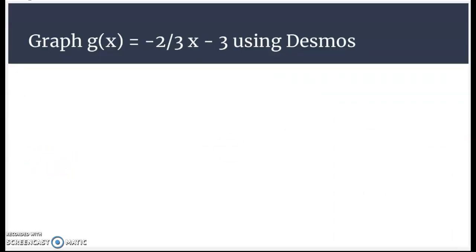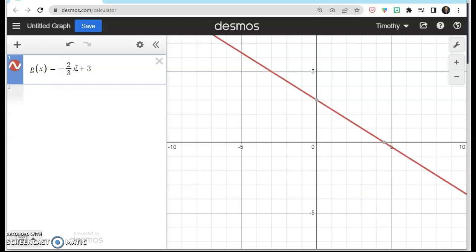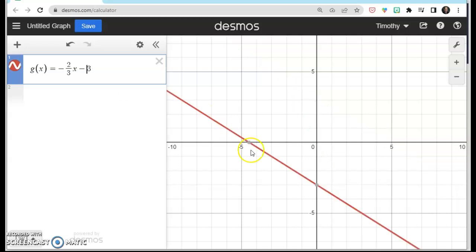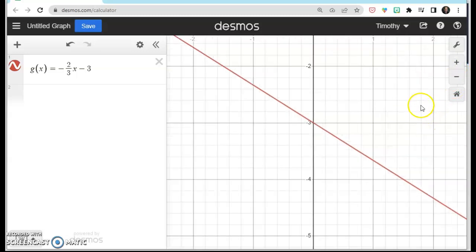This time let's make it negative 2/3 x minus 3. Negative 2/3 x minus 3. Just change this to a 2 divided by 3. Change this to a minus 3. And here's how it looks. Let's zoom in a couple times.